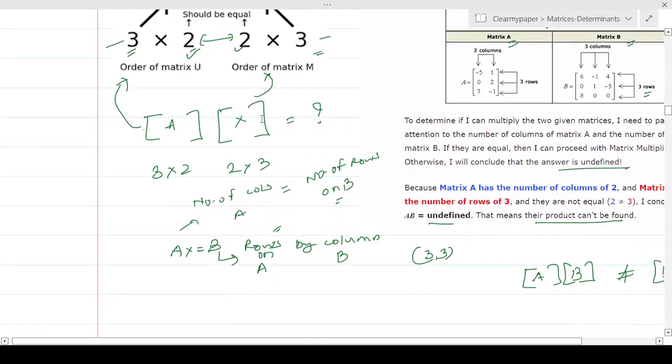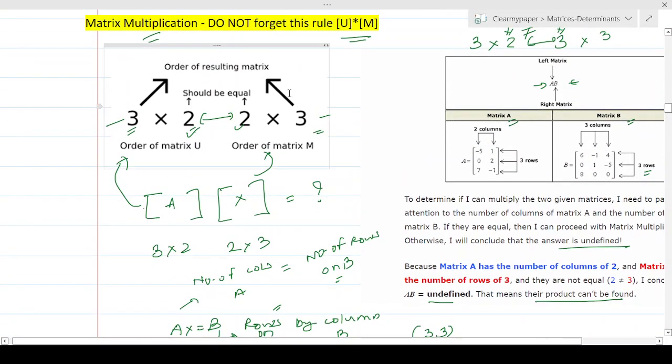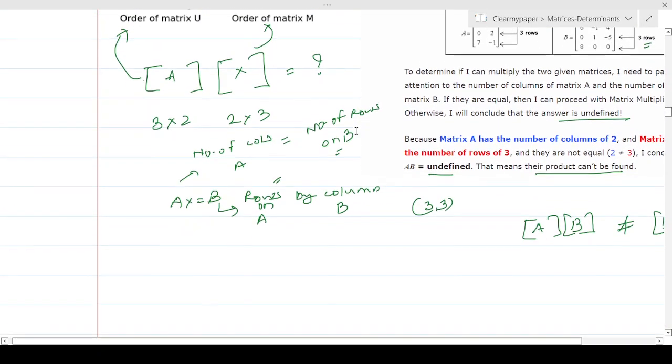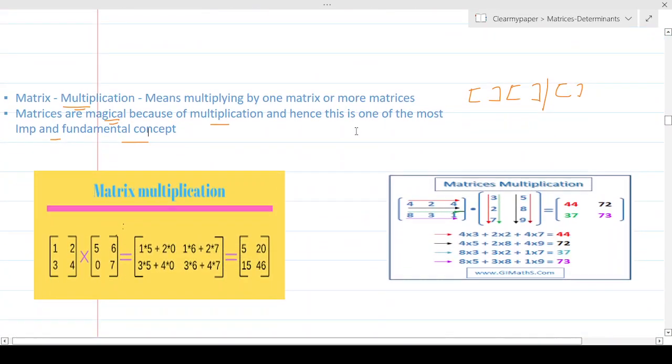What we'll borrow is what I've also told you: the order of the output matrix is given by the remaining two numbers, the rows on the left and the columns on the right. That's the number of elements. When we say 3 by 3, we are going to get an output matrix of 3 by 3, which is 9 elements. Keep that in mind, and let's jump straight into matrix multiplication.